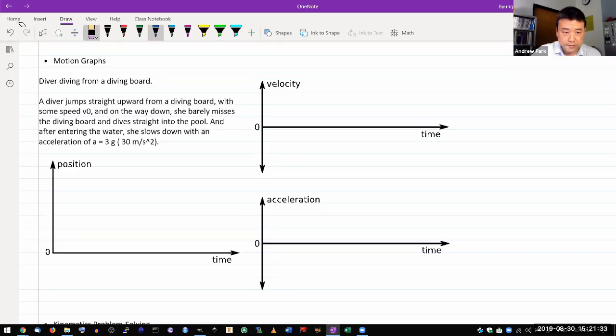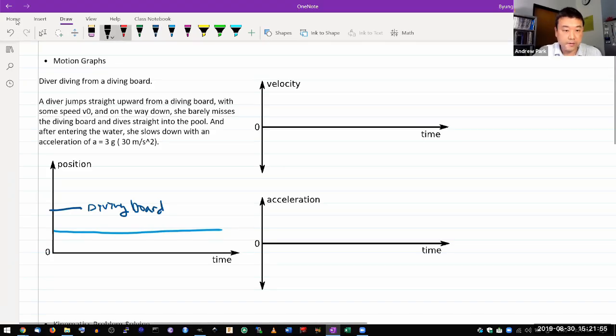So let me draw two levels. There's one level for the water level, and I think I need a second level for where the diving board is. So let's say the diving board is around here. Then on a position graph, you might draw something that looks like this. The diver starts from the position of the diving board at time equals 0. And maybe you remember enough of projectile motion or motion with a constant acceleration that you know to draw something that looks like a parabola.